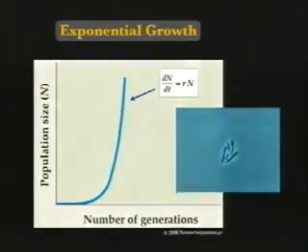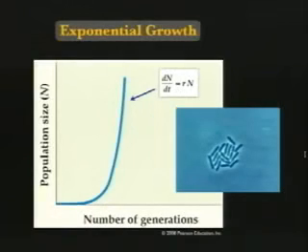Even if these guys were dividing once per hour, after 24 hours, how many would you have? I don't remember exactly. It's like 16 million. You can do the math. But even if it's just one fission per hour, in a day you could have many millions of bacteria. That's exponential growth, and it's a really stunning phenomenon when it starts to occur in natural populations, because no population can go on forever like this.